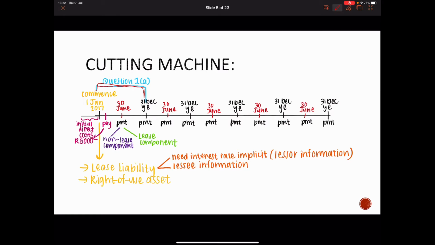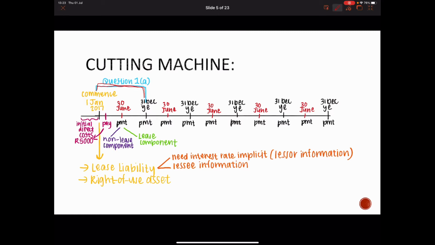And we know that the payment amount consists of a non-lease component and a lease component. Also, on the commencement date, we know we have to go and do our initial journal entries where we recognize the lease liability as well as the right-of-use asset. For the lease liability, we know we are going to use the interest rate implicit. And this is because in the information at the end, they gave you the incremental borrowing rate, but they told you that Swingalong Limited has all the above information of the lessor. They have all that information, which means they can go and calculate the interest rate implicit.